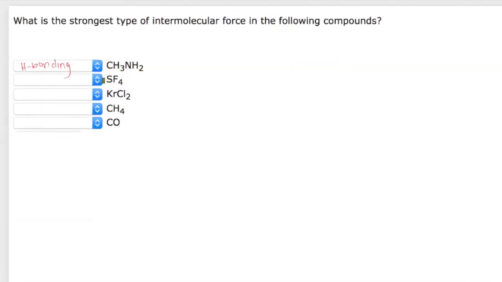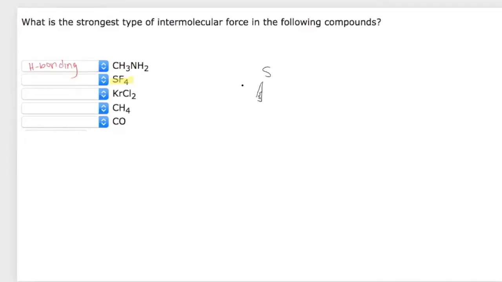Moving on to SF4, I'm going to draw it with VSEPR to imply more of the geometry. This shape is seesaw. This seesaw shape lends itself well to electron density being pulled away from the sulfur towards all the fluorines. So there is a net dipole in this molecule that leaves the sulfur partially positive and all of the fluorines partially negative. So we see that it's a polar molecule.